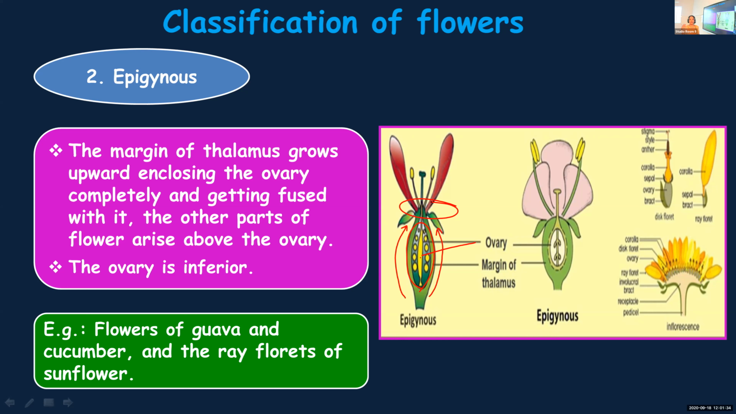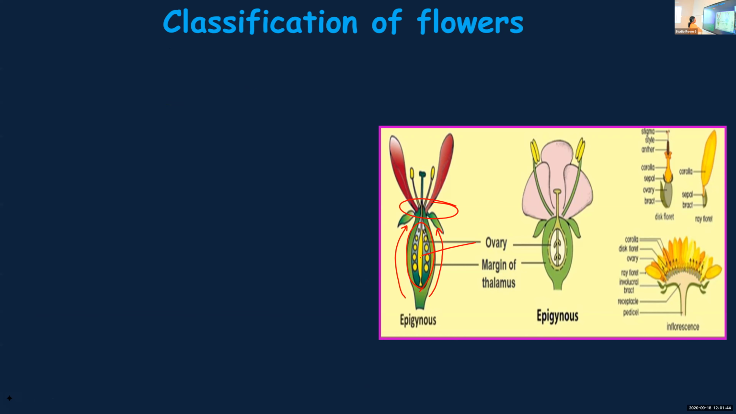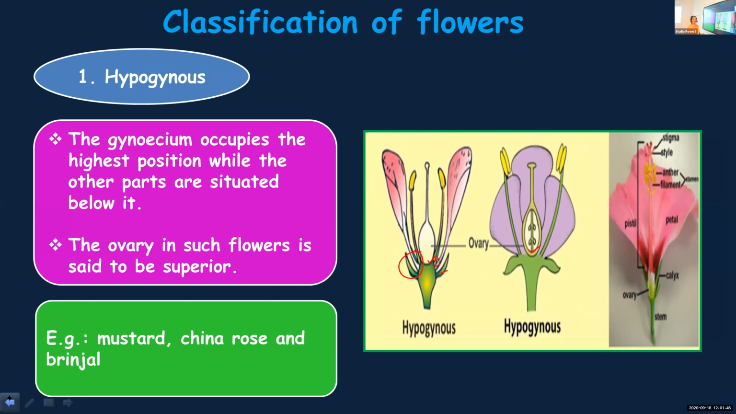Once again, we learned about hypogynous and epigynous flowers. So the differences between both are, in the first case, in hypogynous flower, the ovary is superior. Why is the ovary superior? Here the gynoecium occupies the topmost position and all the other floral appendages are arranged below it. And examples include China rose, mustard and brinjal.